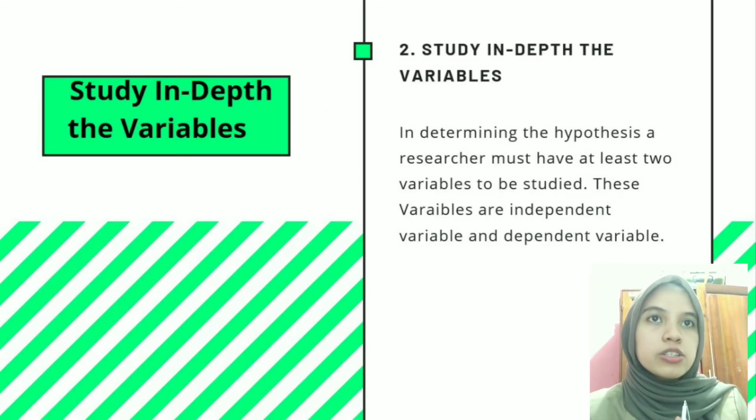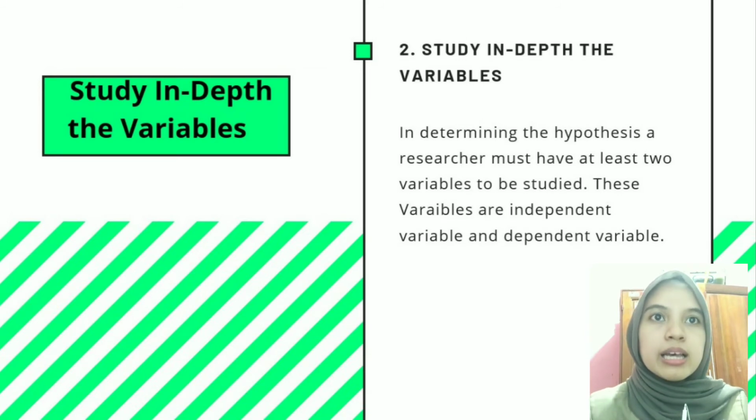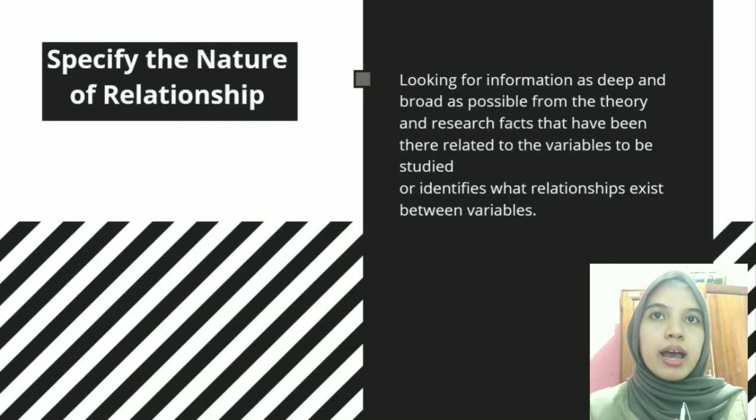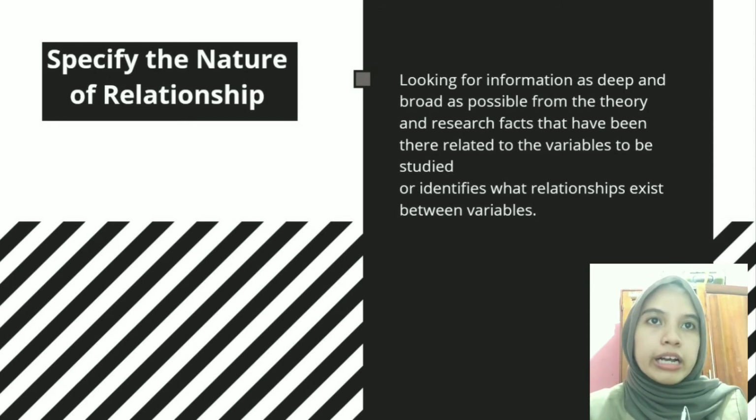And the second, study in depth the variable. In determining the hypothesis, a researcher must have at least two variables to be studied. These variables are independent and dependent variable. And then specify the nature of relationship, looking for information as deep and broad as possible from the theory and research facts that have been there related to the variables to be studied, or identify what relationship exists between variables.